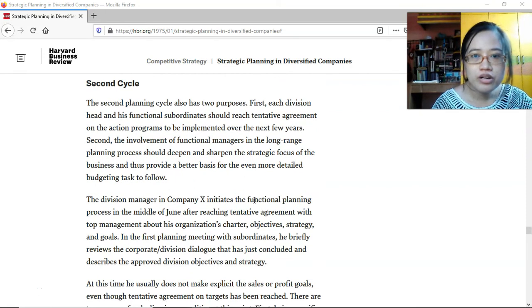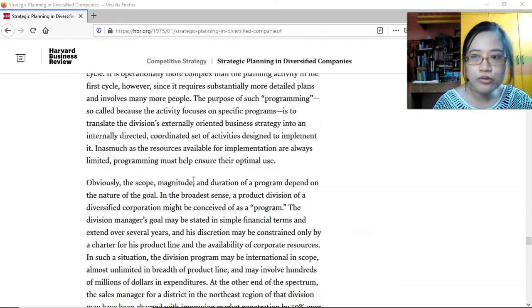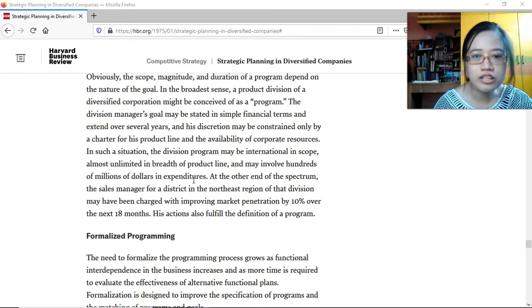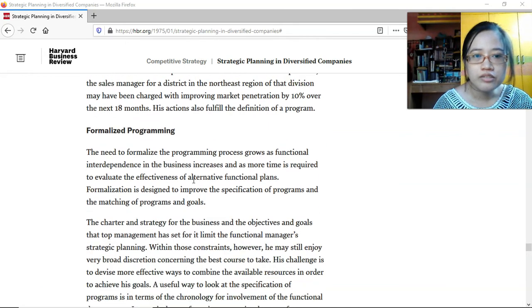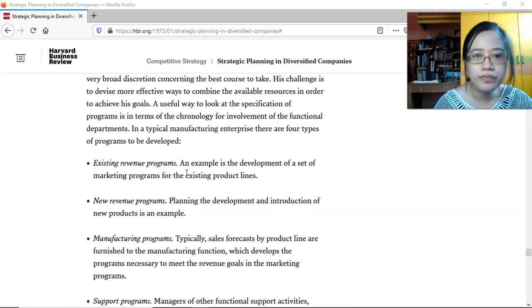And then you have your second cycle naman. Ito naman from division to the functional areas. Okay? Sila naman yung mag-uusap dito. Reach a tentative agreement on the action programs to be implemented over the next few years. Okay? And then, medyo parang kwento, itong articles na nandito. So, ayan. Formalized programming. Okay, let's read this one.